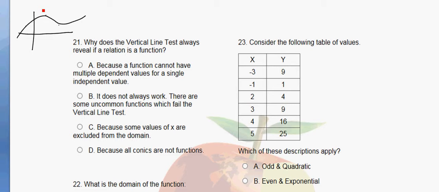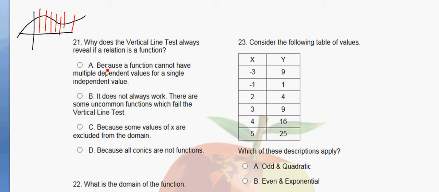Okay, so my black is the thing I'm checking to see if it's a function or not. And so what I'm doing in the vertical line test is I'm drawing sort of mental vertical lines throughout the entire thing. And if at any point it passes through the relation at more than one spot, then we know it's not a function, right? So that's the vertical line test.